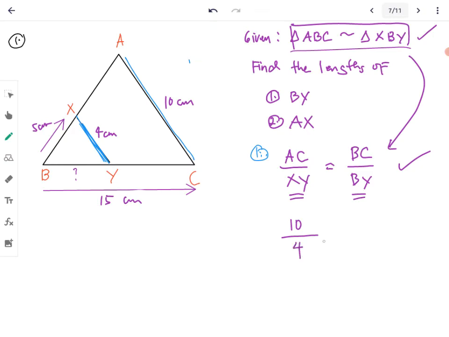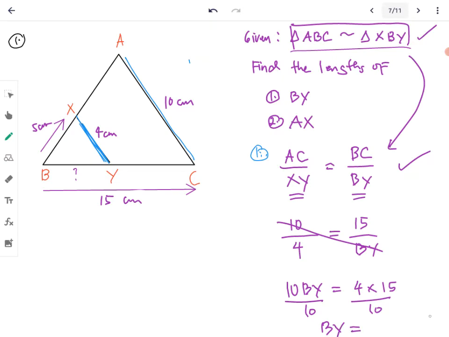XY is 4. Then we have BC being 15. And BY, which is our unknown. We can cross multiply or we can get the LCD. So by cross multiplication, we say 10 times BY equals 4 times 15. Divide both sides by 10. BY is, if we multiply 4 and 15, that's 60 divided by 10, 6 cm.